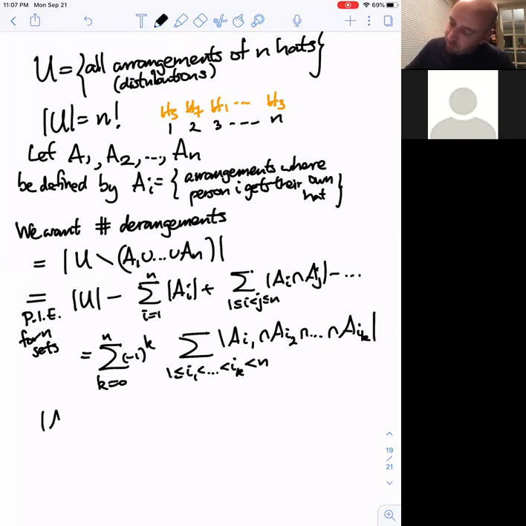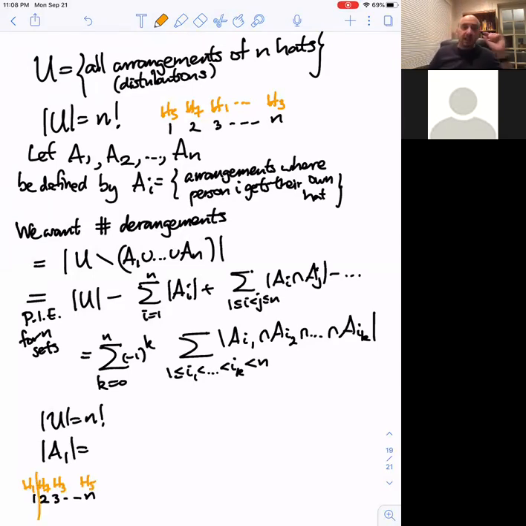First of all, let's figure out what we know. The size of U, all rearrangements, we decided was n factorial. What about the cardinality of A1? A1 is person number 1 got their own hat back. This is when I line up the people and we line up the hats. H1 is there, and then the rest of them, I don't know what happened. Maybe somebody else got their hat back. But the point is, at least hat 1 went to person 1. So I think I can count this. For these arrangements with this property, I just give them their hat, tell them to go off in a corner, and count the arrangements of the remaining people arbitrarily. I claim that's (n-1) factorial.